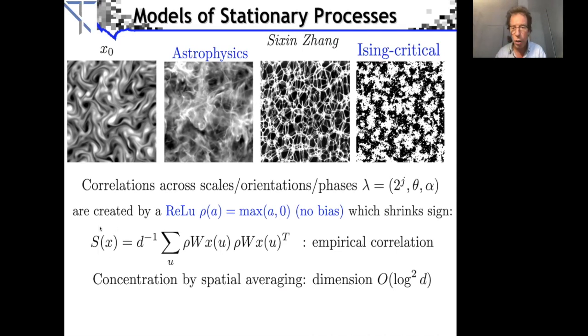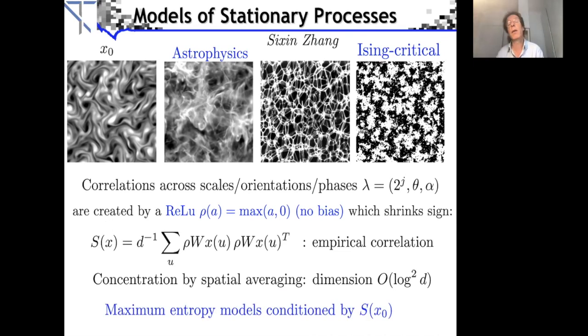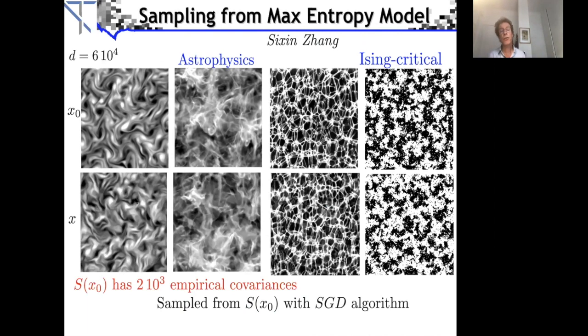And you are going to get an empirical correlation matrix. And if you average, this statistics is going to concentrate. Basically, the size of this matrix is of the order of log d squared. Now, given one observation, you can make a maximum entropy model. And if you sample it, that's the kind of realization that you get. And you see here that you're able to capture, at least visually, excellent images which reproduce basically the core structure. And in particular, it reproduces the alignment of phases, the structure.